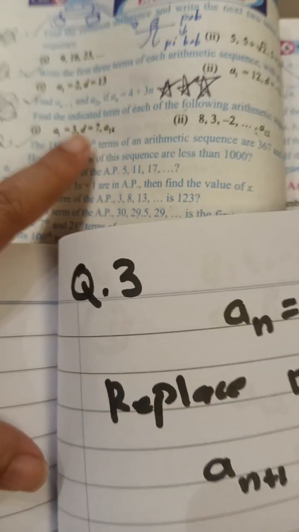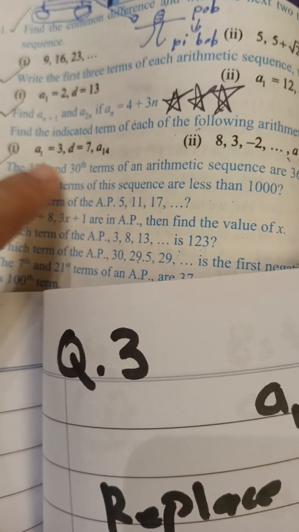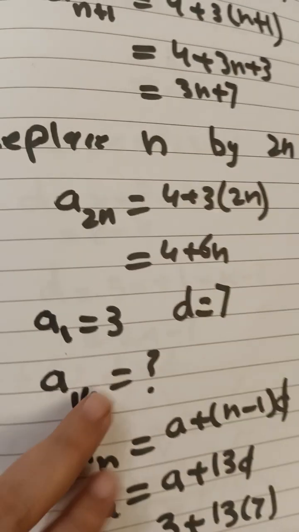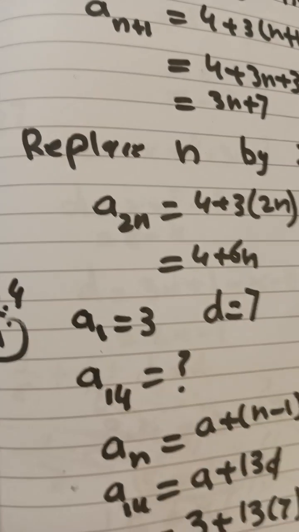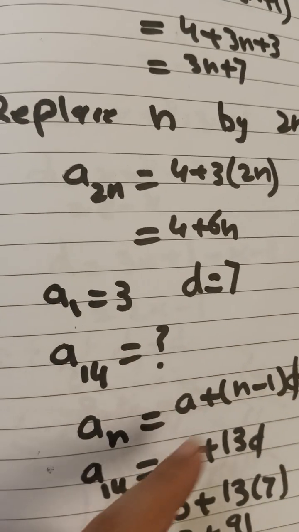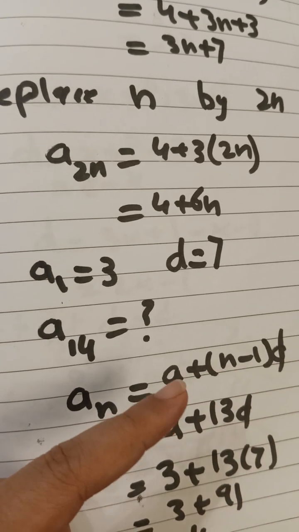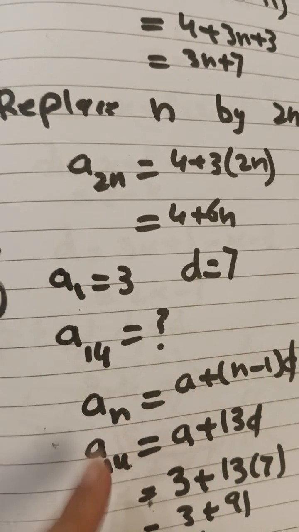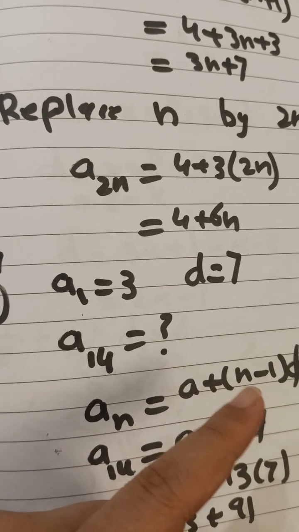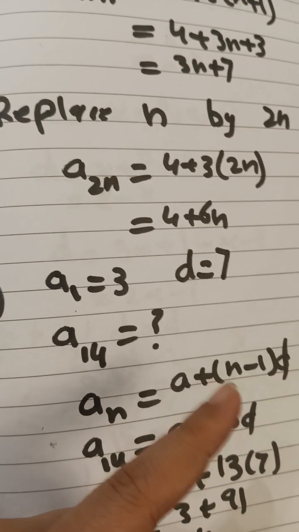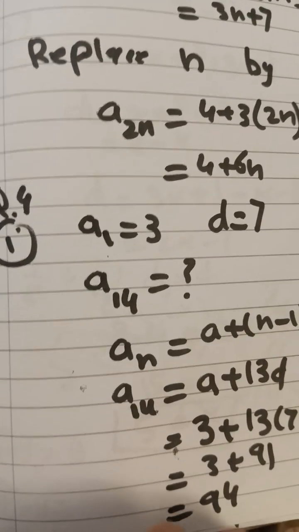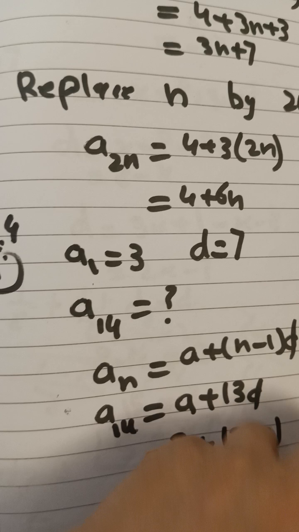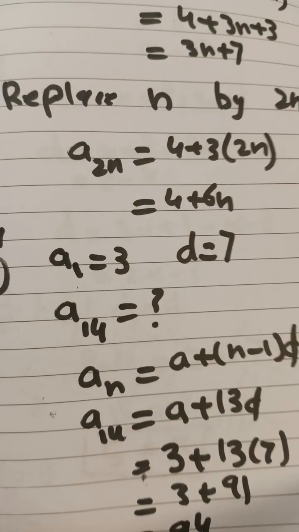Next question is question number 4. Find the indicated term of each of the sequences. In this, a is given and d is given, and they want to find a14. A1 represents the first term and d represents the common difference. An is equal to a plus n minus 1 into d. This is the formula for an arithmetic sequence. For a14, the n value is 14, so it will become a plus 13d. We will put the values of a and d, and we get 94. So the 14th term is 94.